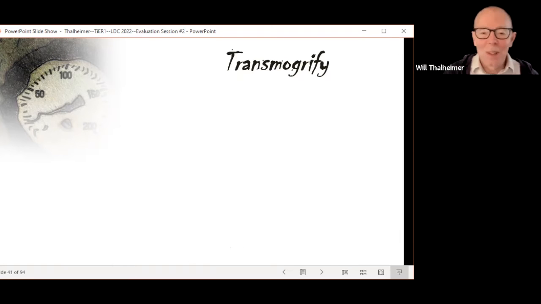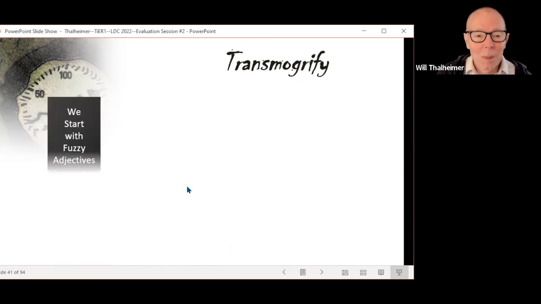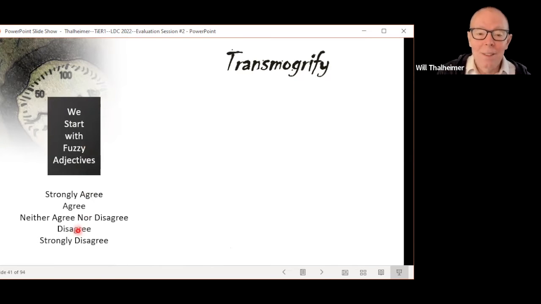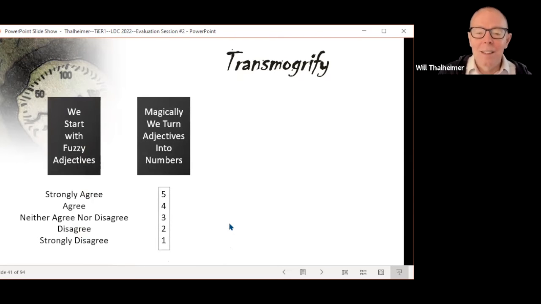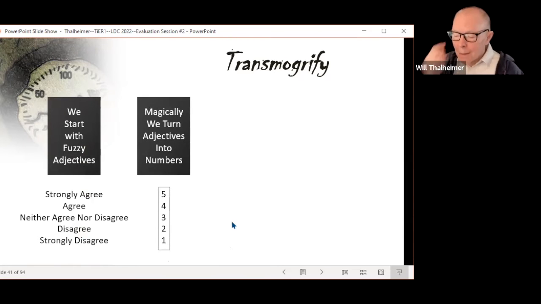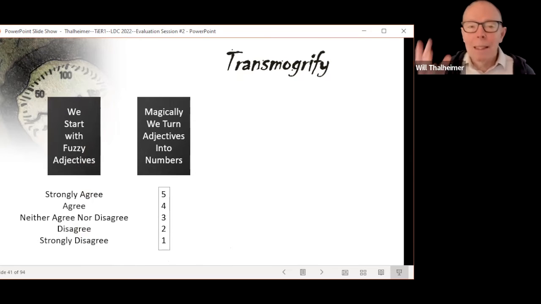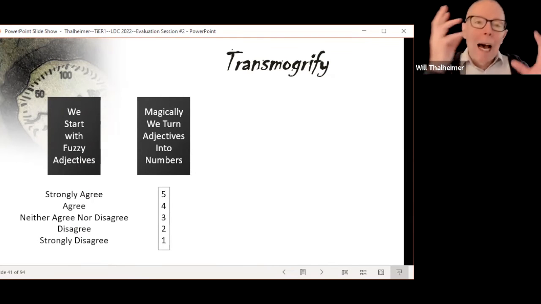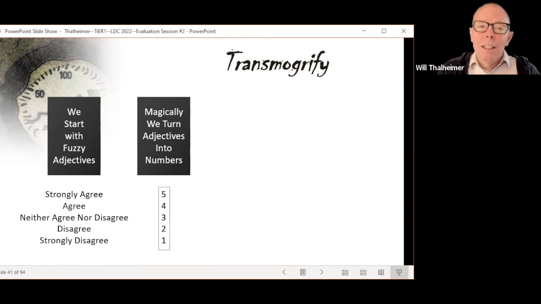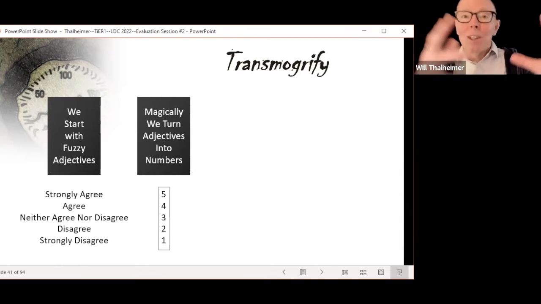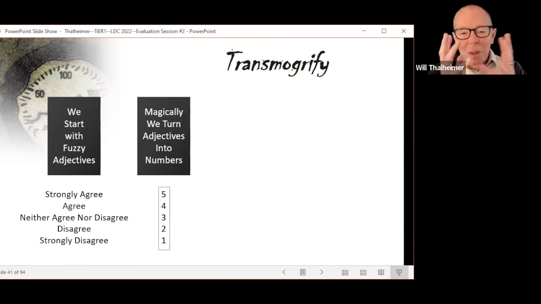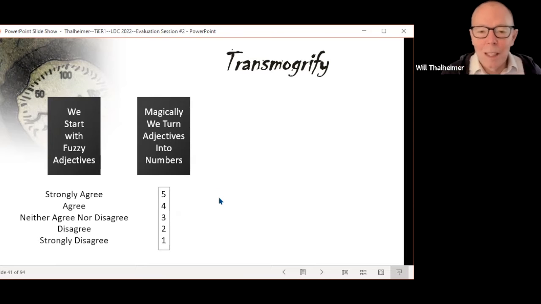Transmogrify is a great word. It means to transform something in a way that is surprising or magical. And so here's what we're doing. We start with these fuzzy adjectives, and then magically we turn these adjectives into numbers. And by the way, statisticians, mathematicians tell us we're not really allowed to do that. You're not really allowed to take nominal data and turn it into ordinal or interval data. It's not allowed. It's illegal. And yet it's sort of the basis of a lot of what we do in our smile sheets.